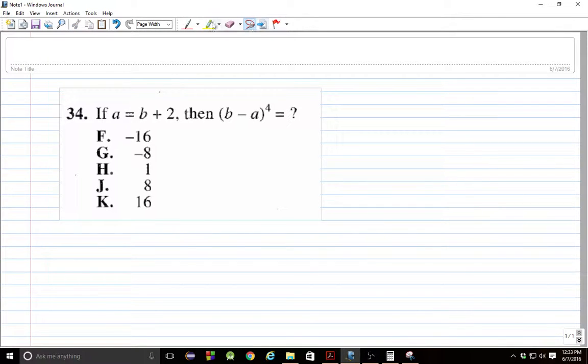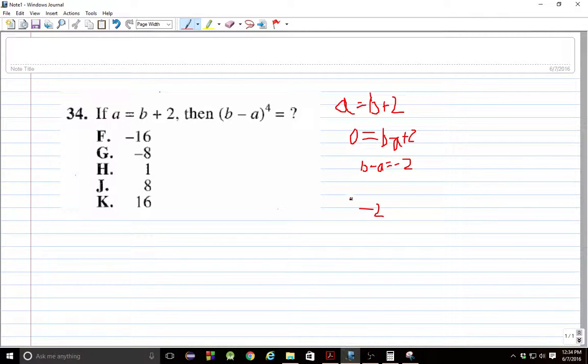Okay, so this again is just a simple rearranging of an equation. We need to find what b minus a is first. A equals b plus 2. 0 equals b minus a plus 2. And then b minus a equals negative 2, because you just put negative 2 on the other side. So b minus a equals negative 2. Well, what's negative 2 to the power 4?